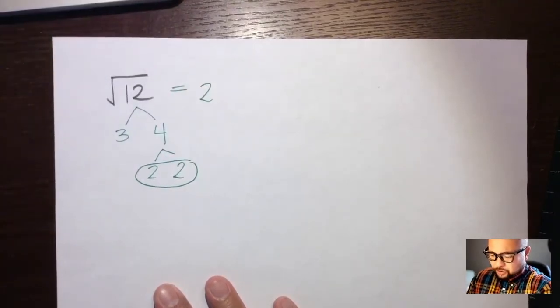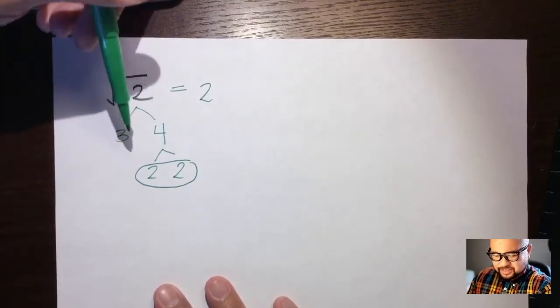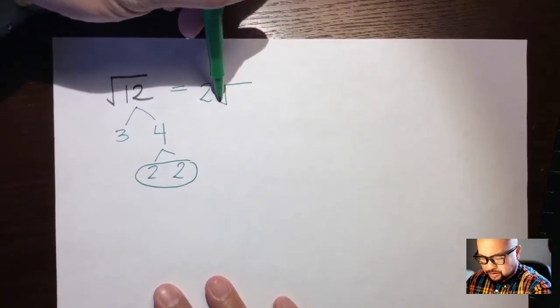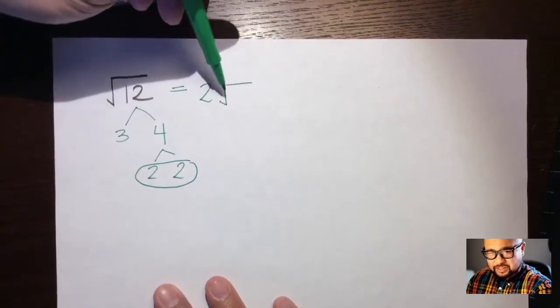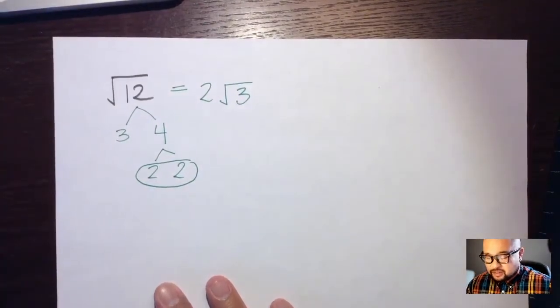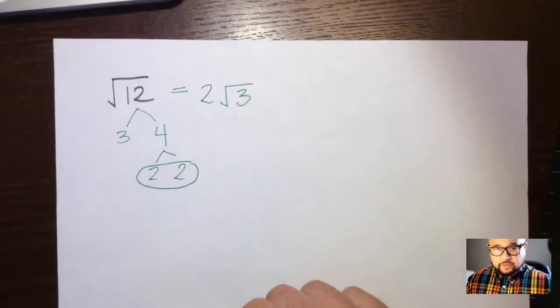And then the leftover, that's not circled, that's just a single, is that 3. So we're going to write radical. And the leftover still stays in the radical, 3. And that's it. There's our square root of 12.